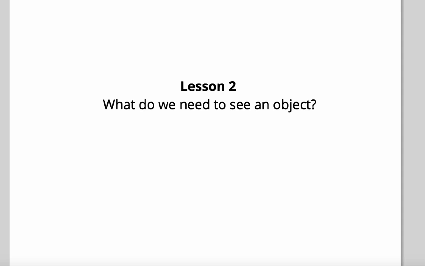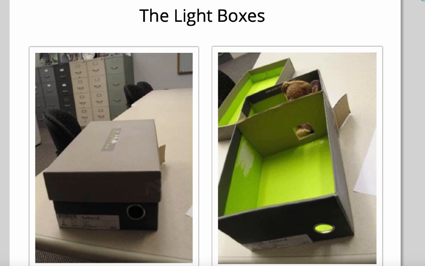In lesson 2, what do we need to see an object? We develop this idea of what are the main components you need in order to see anything. And it starts off with these light boxes. They're basically shoe boxes with holes in them so that you can see through the opening down here, and you start off with this little flap that's over here.